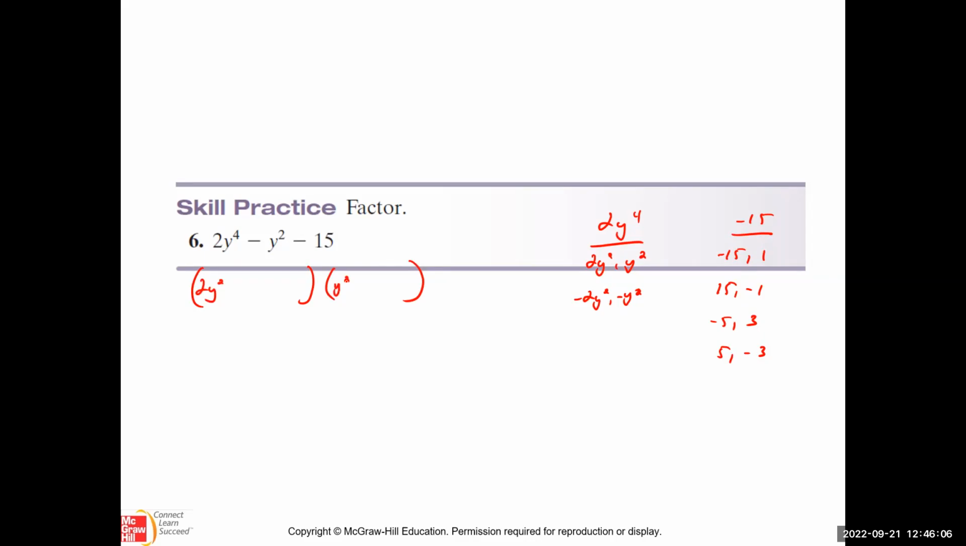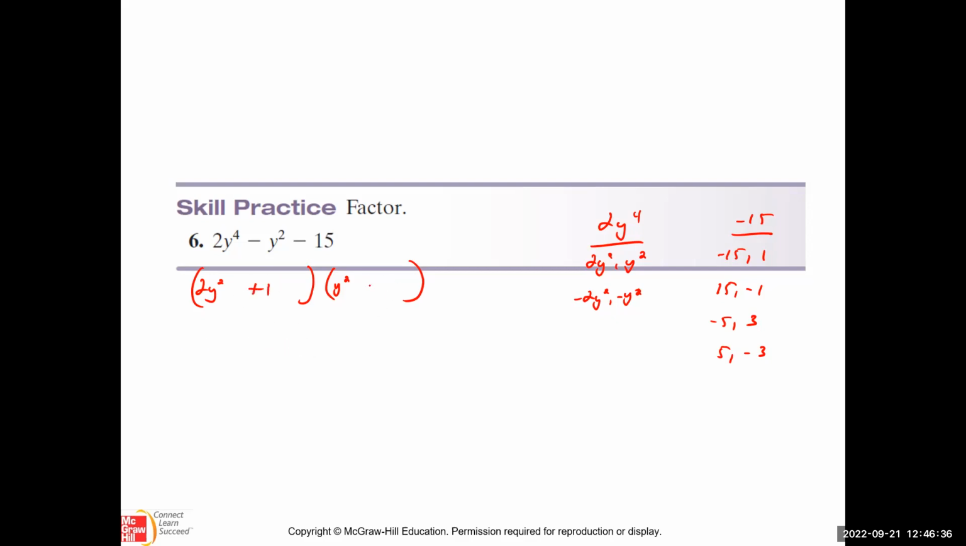Now, if I look at the negative 15 and the 1, I need to get to negative y squared. I'm just going to go ahead and do it here so you guys can see it. So this is going to be 2y to the fourth plus 2y to the second power minus 15y to the second power. You can see right off the bat that that's not going to get me to where I need to go. And so I'm going to go ahead and flip these.